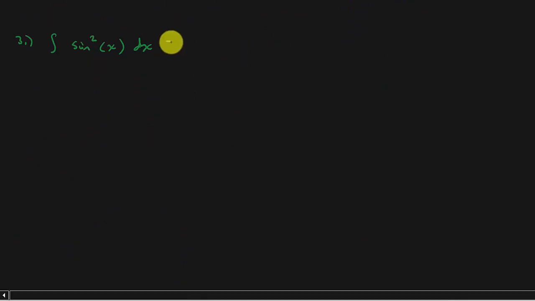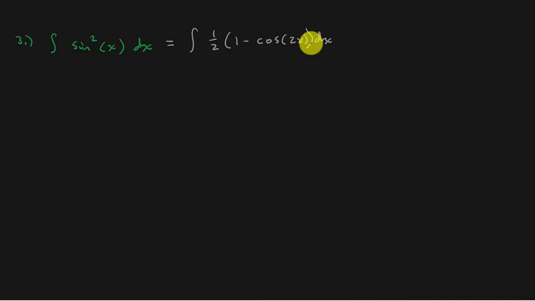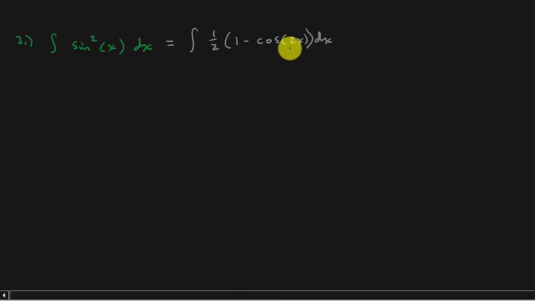So this is going to be the integral of 1/2 times 1 minus, and that's going to be what? Cosine 2x dx. All right. So probably what I want to do here, I'm going to show all the work on doing this one.